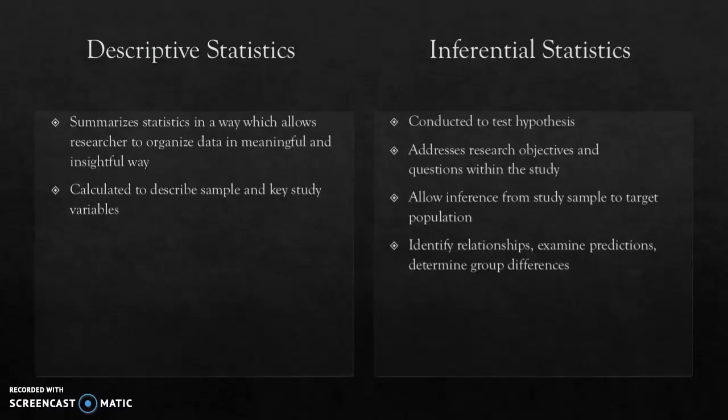First, I will describe descriptive statistics. Descriptive statistics are summary statistics that allow the researcher to organize data in ways that give meaning and facilitate insight. Descriptive statistics are calculated to describe the sample and key study variables. And inferential statistics are designed to address objectives, questions, and hypotheses in studies to allow inference from the study sample to the target population.